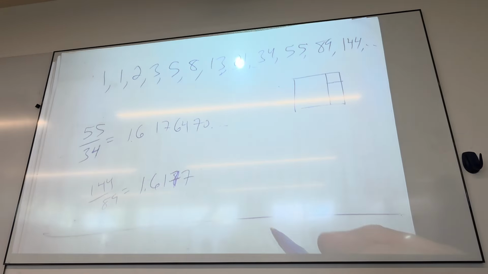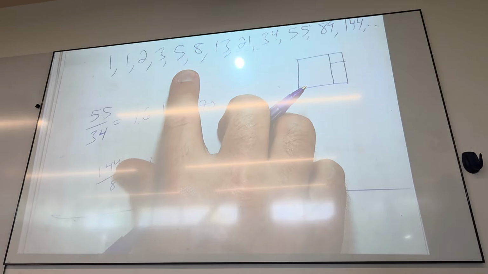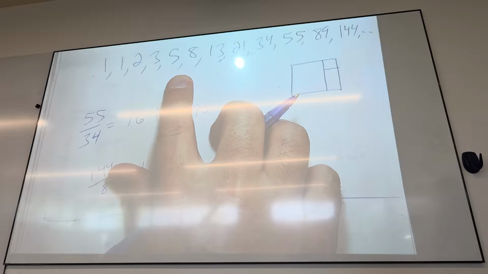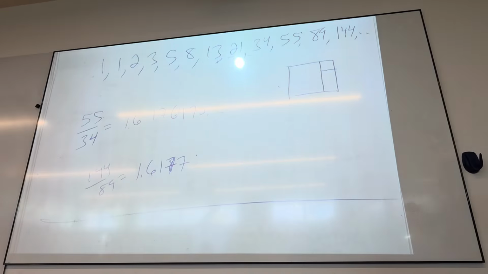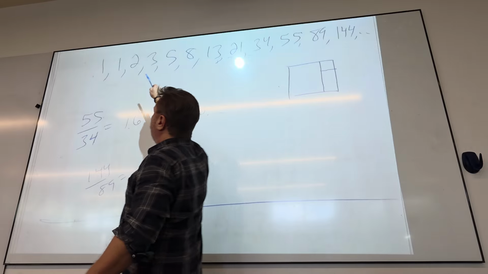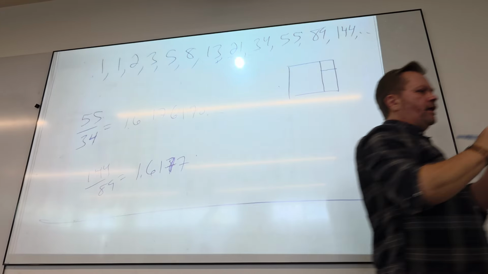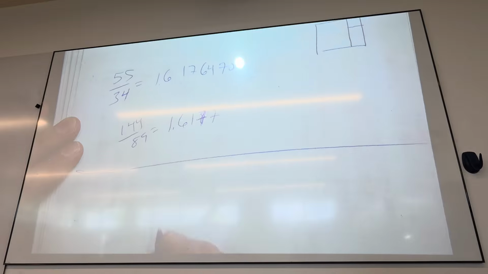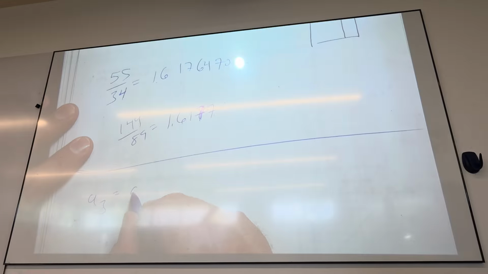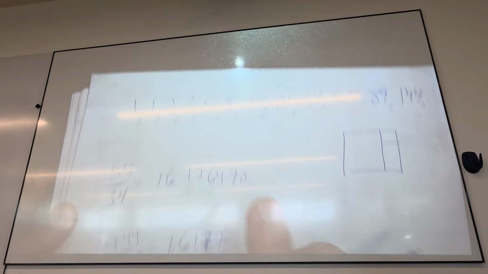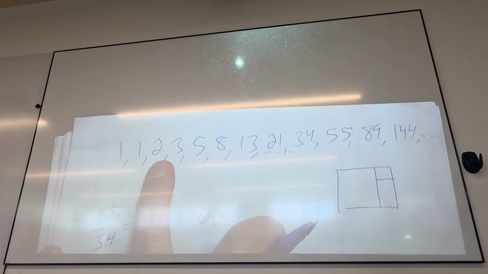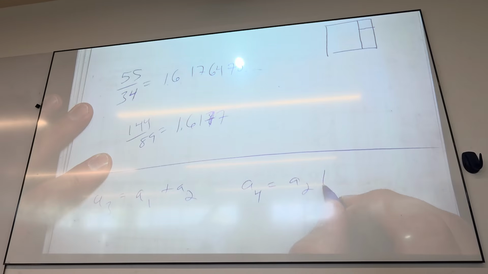So Fibonacci, let's try to come up with an equation for it. Let's talk math. Is anybody excited about it? So real quick, how do we get A3? A1 plus A2, is that cool? How do I get A4? A2 plus A3. So how do I get AN?